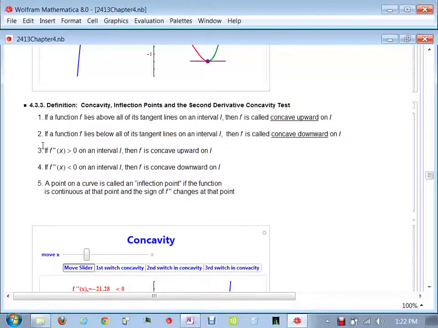So look at this right here. If the second derivative is positive on an interval, we say it's concave up. That's easy to remember, I think. Second derivative positive means you have a smile, right? Positive people smile, for the most part. If the second derivative is negative, then it's a frown. So negative people are always grumpy, right? They're always frowning, so you've got a frown. Anywhere that you have a place where you change concavity, it's called an inflection point.